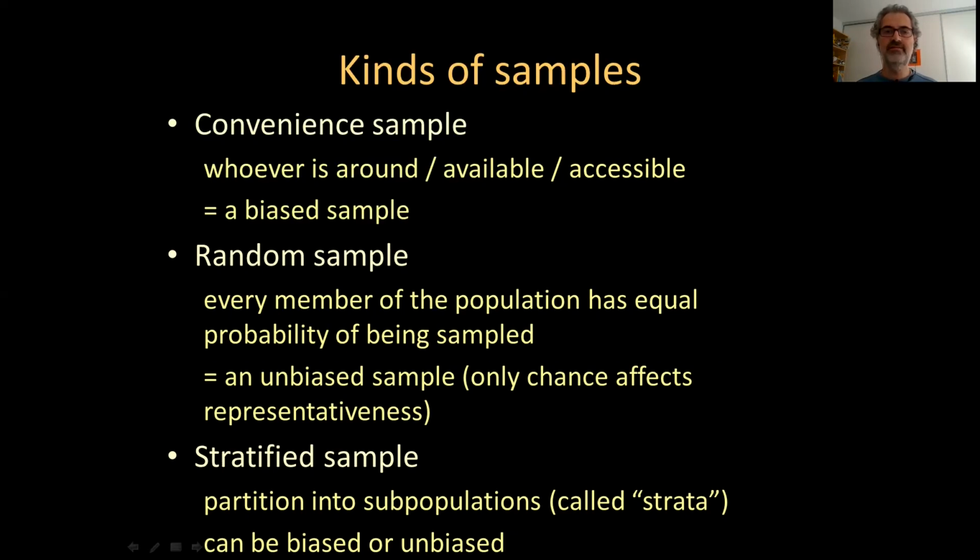You can have stratified random samples and stratified convenience samples. That depends on how you choose your individuals after you've decided to partition your population or not partitioning. So a stratified sample can be unbiased or biased depending on the sampling method within the strata.